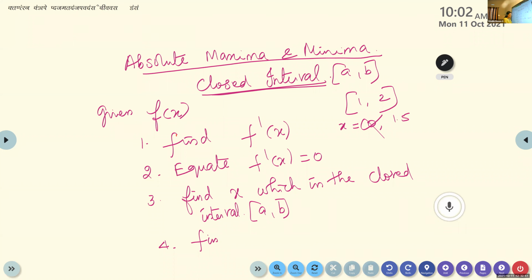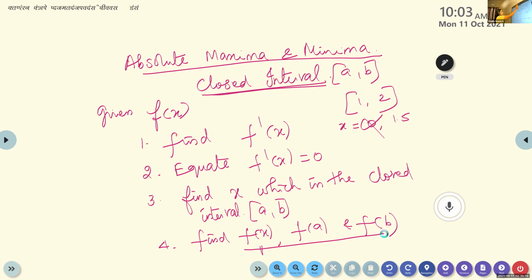Find f of x, find f of a and f of b. The greatest value among these will give the absolute maxima and the least value will give the absolute minima.